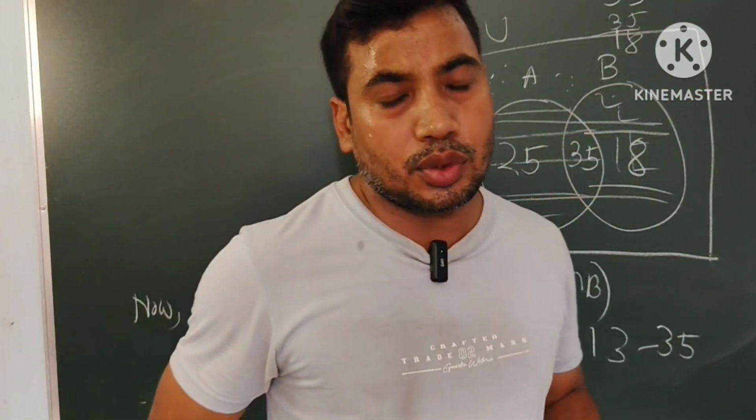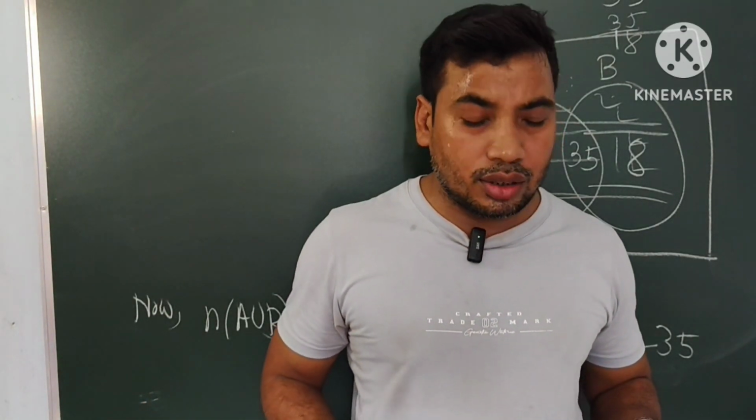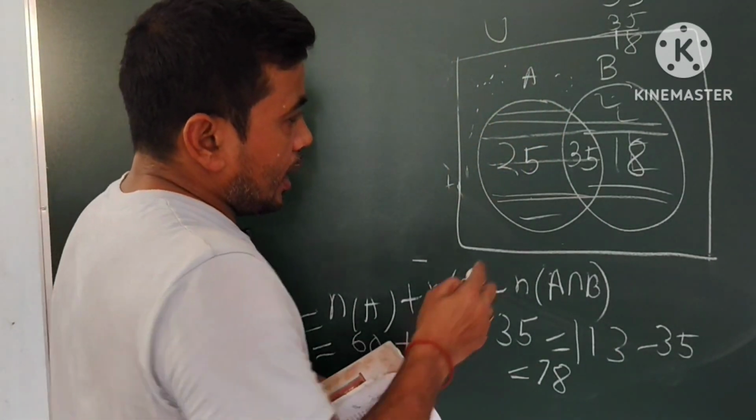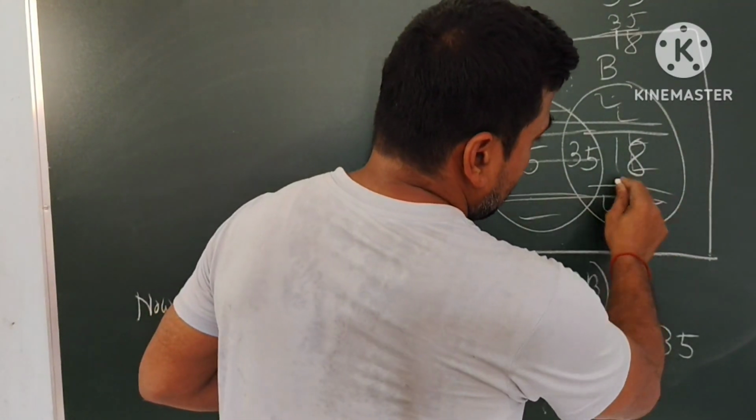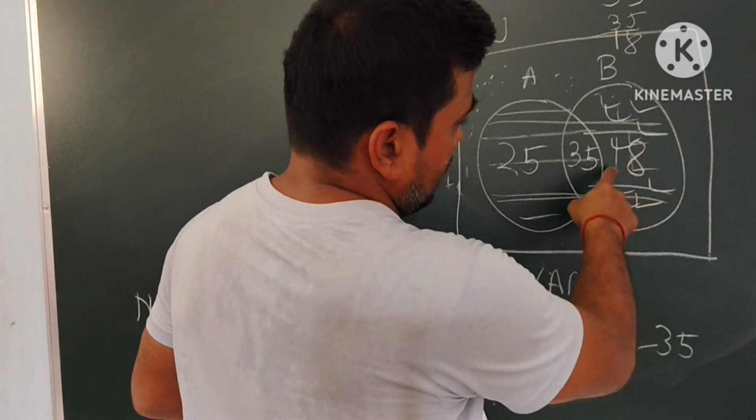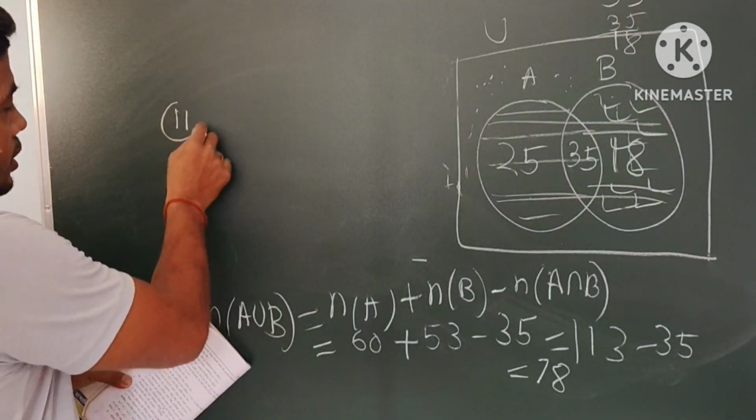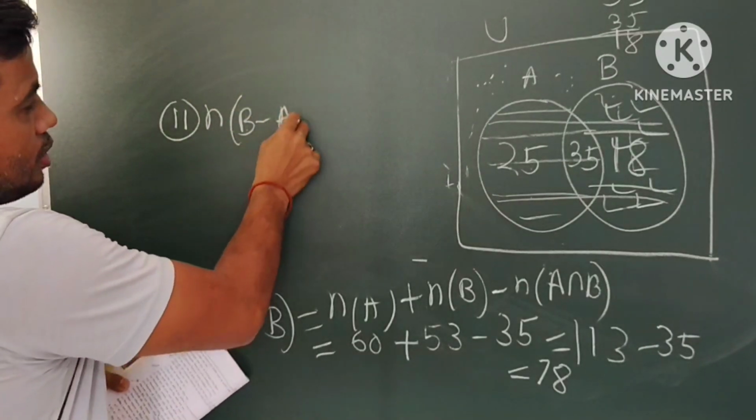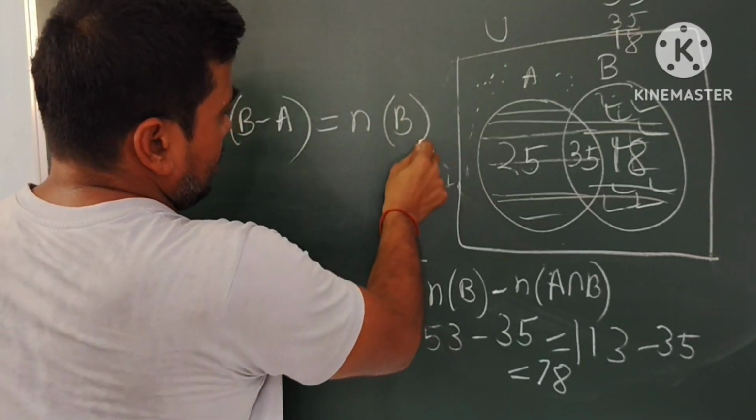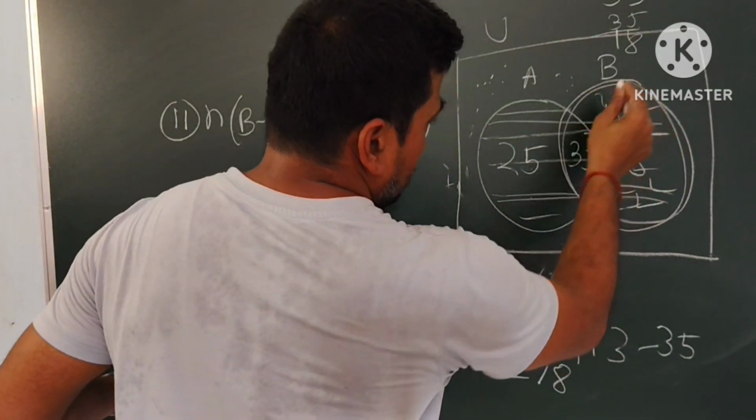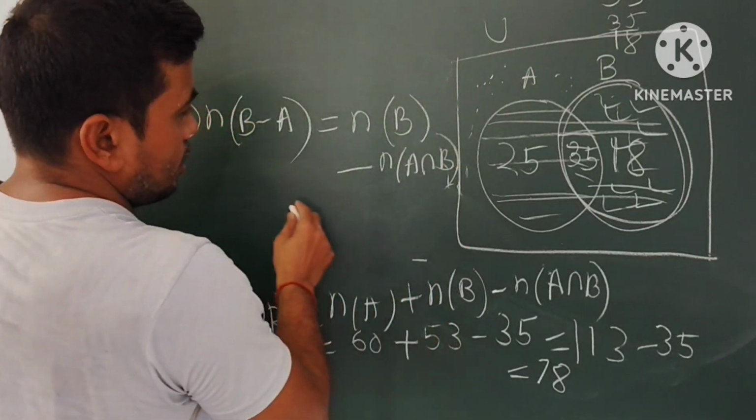Now in question 2, we have to find how many students play badminton but not volleyball. That means we have to find the number who play only badminton. That means the number of elements in this part, and we get it is 18. Actually we have to find n(B difference A). This part is called B difference A. So from the whole set n(B), we subtract this part n(A intersection B). So what we get?